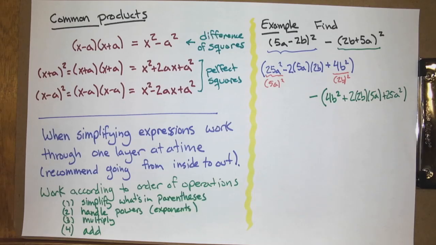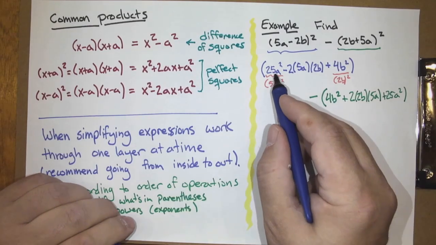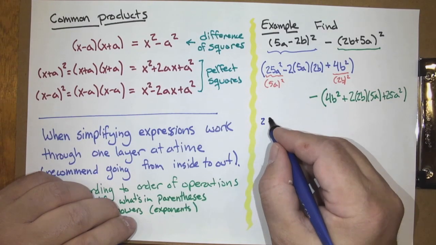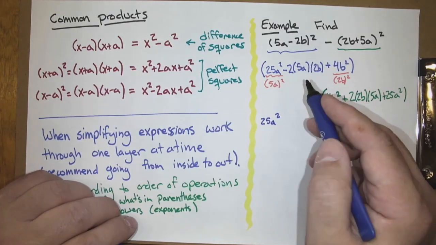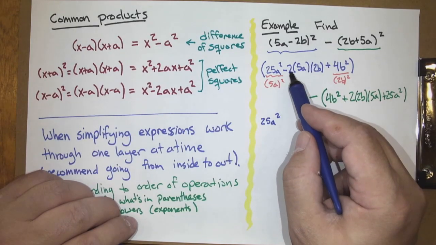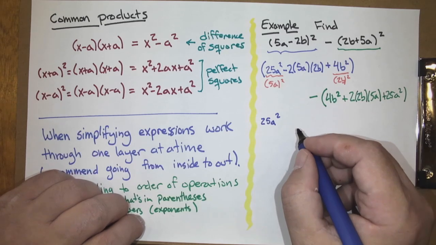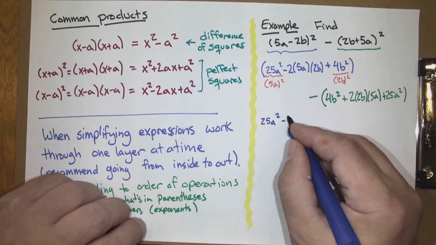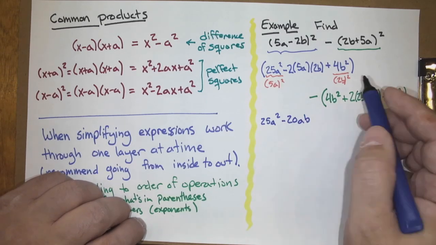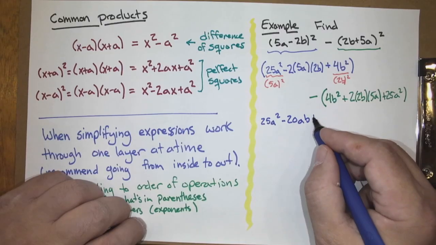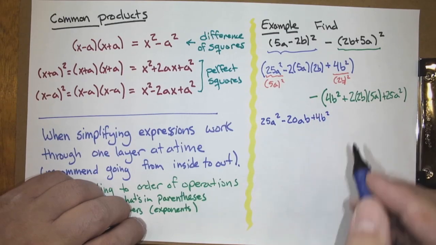Okay. Well, let's clean this up. So this becomes 25a squared. We're going to work on dropping parentheses. Minus 2 times 5a times 2b. What's another way to write that? Minus 20ab. The 4b squared looks a lot like 4b squared.